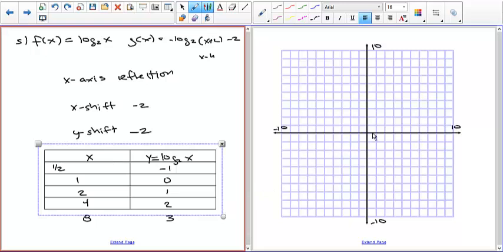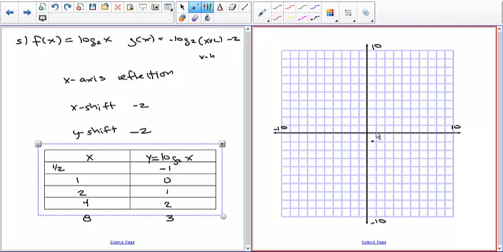So we go x equals 1/2, y equals negative 1. X equals 1, y equals 0. X equals 2, y equals 1. X equals 4, y equals 2. And x equals 8, y equals 3. Again, the logarithm has this vertical asymptote that comes up here. That's why we only need this 1 point. And then we go through there and we come over. Okay, so that's our parent function.